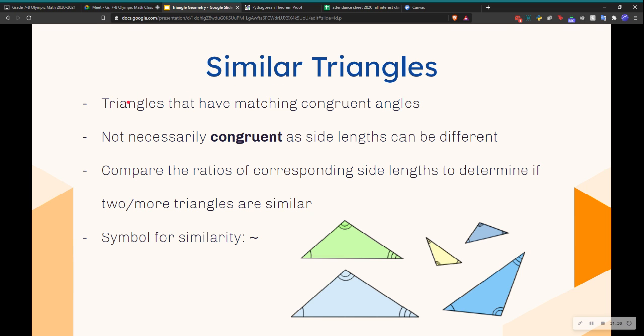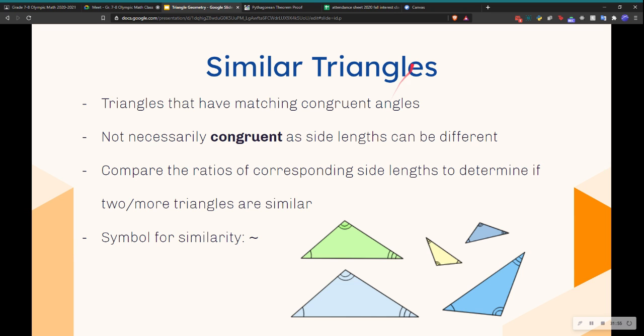So these are just triangles that have matching angles that are congruent to each other. Congruent as in equal in value. And this doesn't mean that the triangles are congruent to each other, as the side lengths can differ.